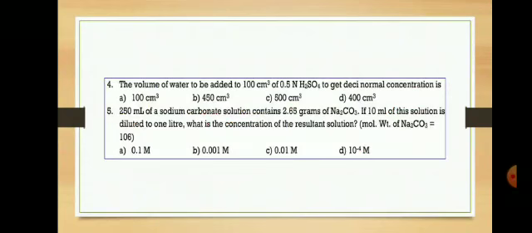Fourth question. The volume of water to be added to 100 cm³ of 0.5 normal H2SO4 to get decinormal concentration is: option A 100 cm³, option B 450 cm³, option C 500 cm³, option D 400 cm³. The answer is D, option D.